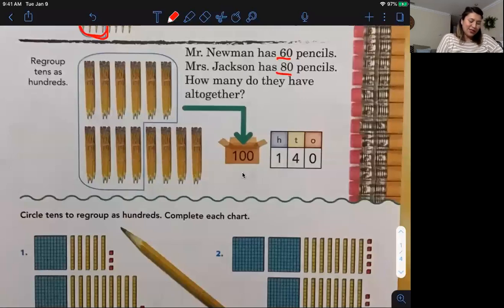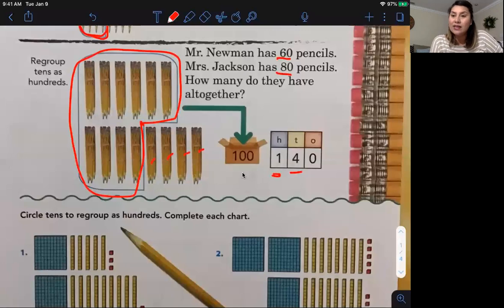Okay, so let me see. They circled 10. That equals 100. 10 tens equals 100. Now they put 1 in the hundreds. How many tens are left? 1, 2, 3, 4. And is there any ones? Do you see any single pencils here? No. So our answer is 0 in the ones room. So our answer is 140.